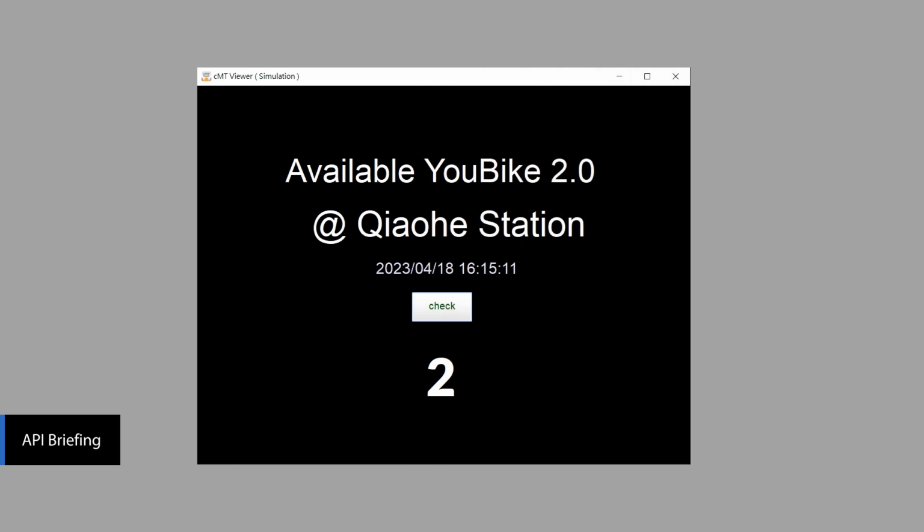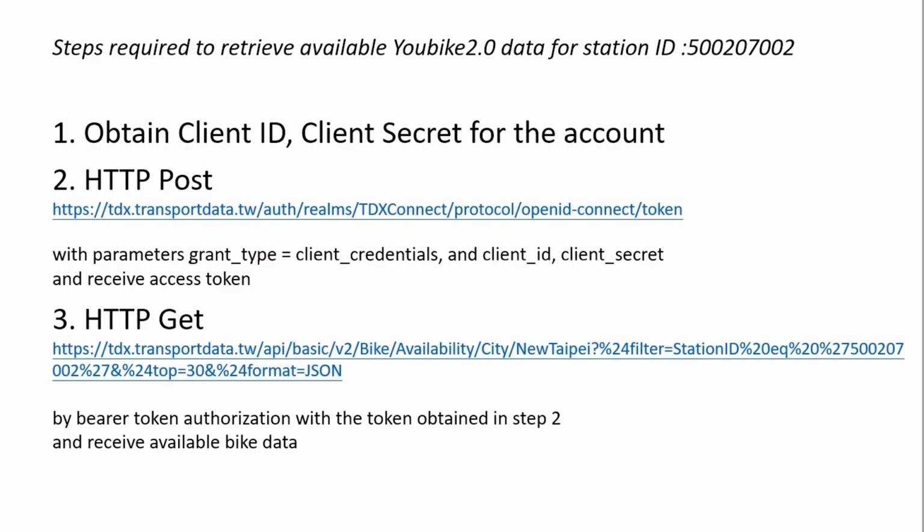In our example project, what we want is the number of available bikes at a particular station. Reading the API documentation, we realize that we need to do the following. 1. Sign up for an account and generate an API key, which consists of a client ID and a client secret. 2. Send an HTTP POST request to the token endpoint with specific parameters. We will receive the token from the response. 3. Send an HTTP GET request to this endpoint with bearer token authorization, using the token obtained in the last step. And then parse the response for the data we want.